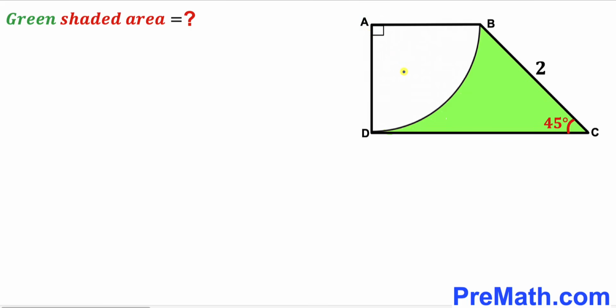In this video, we have got this quarter circle with center A, fully inscribed in a trapezoid ABCD, as you can see in this given diagram, such that the side length of this trapezoid BC is 2 units, and the angle BCD is 45 degrees. And now our task is to calculate the area of this green shaded region.